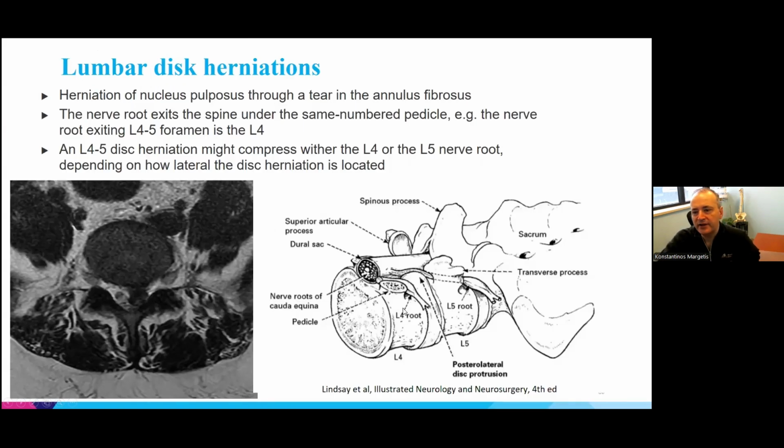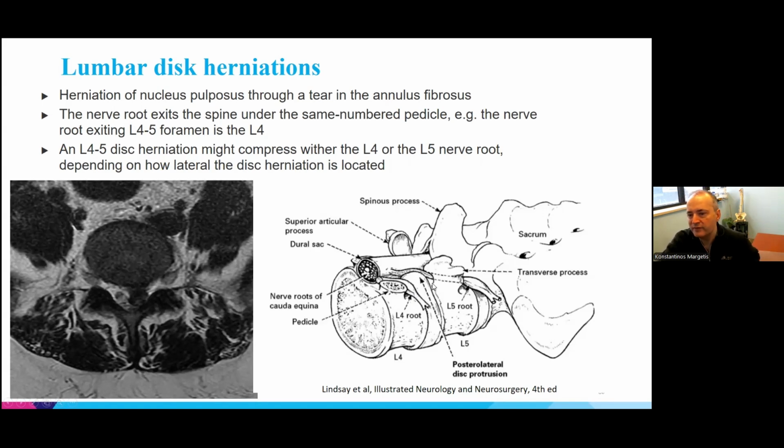About the lumbar disc herniation, this is a view of the lumbar spine. Here is the pelvis. And here they cut the spine. So here's the thecal sac, here is the pedicle, and here's the disc herniation. I like this image a lot because it shows that a disc herniation at L4-L5, if it is a little more to the side, might compress the L4 nerve root. If it is a little bit towards the midline, it might compress the L5 nerve root that exits through the lower level.